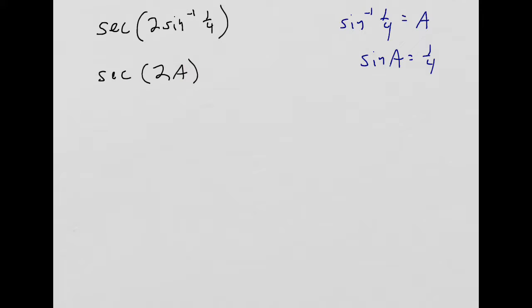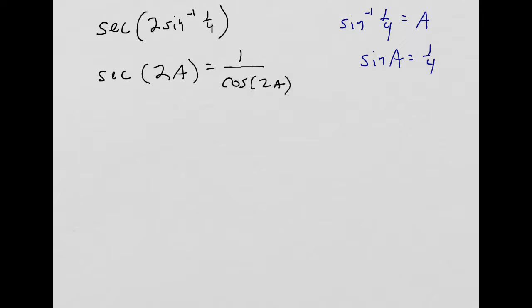Now you look at this and you're saying, this looks like a double angle formula, but this is for secant. Is there a double angle formula for secant? Well, specifically no, but we do know that secant is the reciprocal of cosine. So this should just equal 1 over cosine of 2A. As long as we can find whatever cosine of 2A is, at the very end we can just take the reciprocal, and that'll give us the secant of 2A.